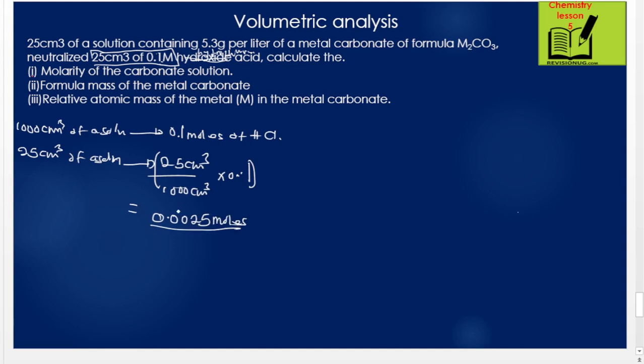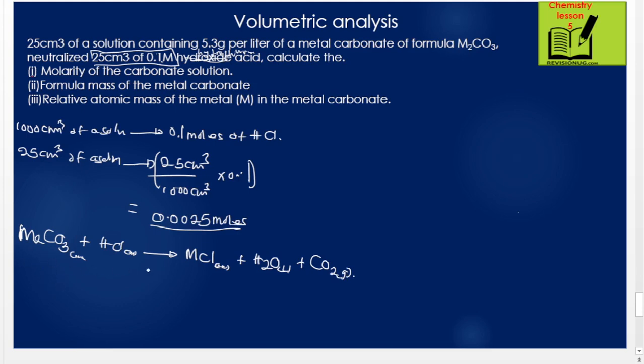we have to write the stoichiometric equation, whereby we are having metal carbonate, M2 carbonate, plus the hydrochloric acid, which is aqueous. Then what are we getting? Meaning that this metal is in valence 1. Therefore we are going to get M chloride, which is aqueous, plus water, which is a liquid, plus carbon dioxide, which is a gas.